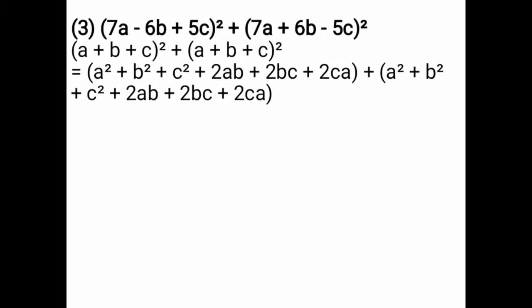That is equal to a square plus b square plus c square plus 2ab plus 2bc plus 2ca in the first bracket, plus a square plus b square plus c square plus 2ab plus 2bc plus 2ca in the second bracket.